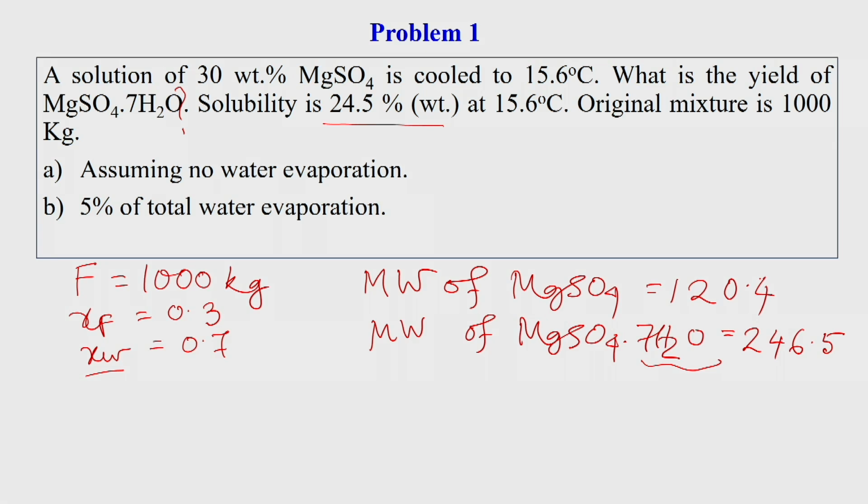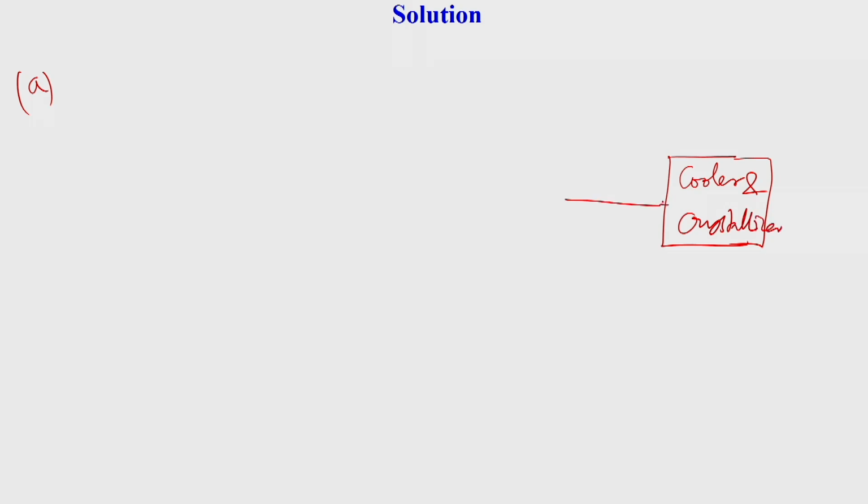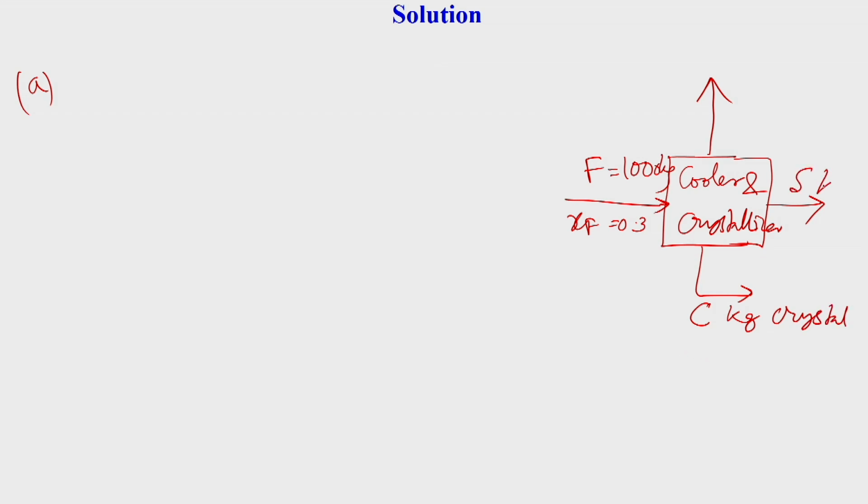Suppose for the first case, case A, there is no water evaporation. We take a cooler and crystallizer. The feed F is 1000 kg and xf is 0.3. It will be converted into three different streams: C kg of crystal, S kg of mother liquor, and W kg of evaporated water. For the first case, W is equal to 0.